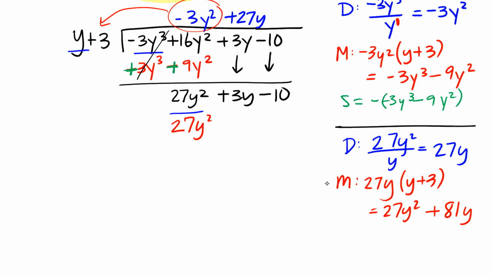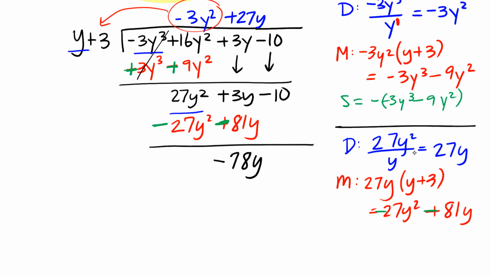27y squared plus 81y. And then we're going to come in and subtract. So we're going to change the signs on both of these, right? So minus, minus. And then we can see what's left. 3 minus 81 is a negative 78. Should be using a calculator. And then we'll bring down that negative 10. And we do the same process one last time.